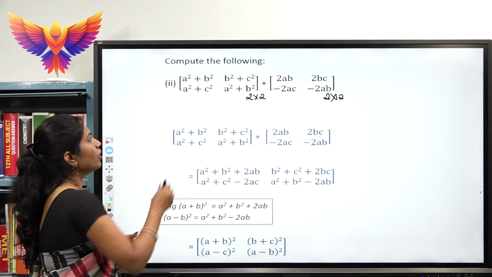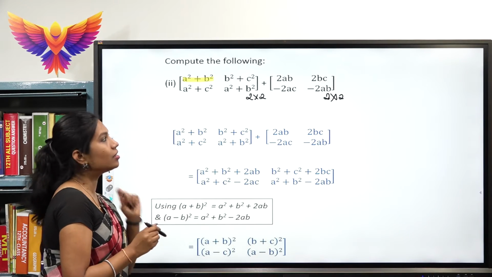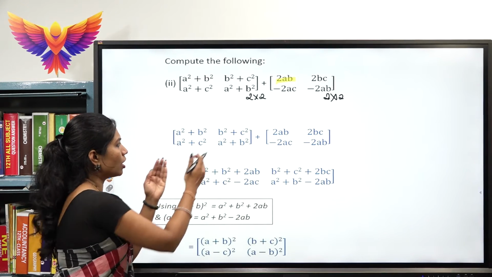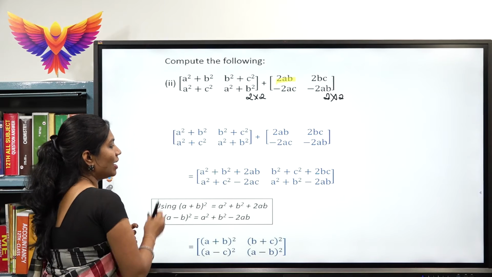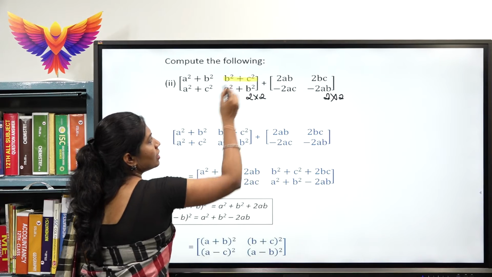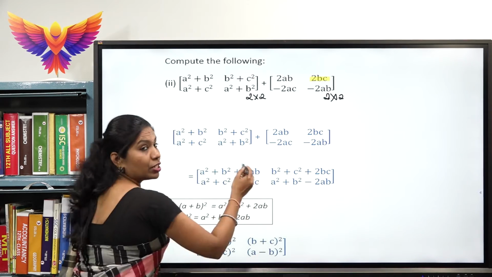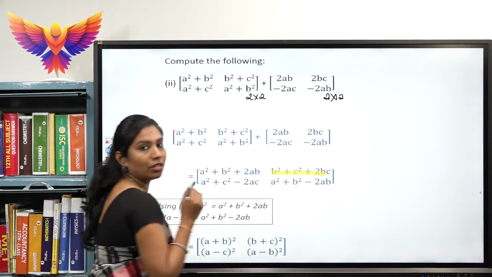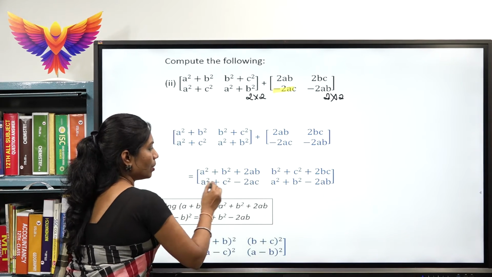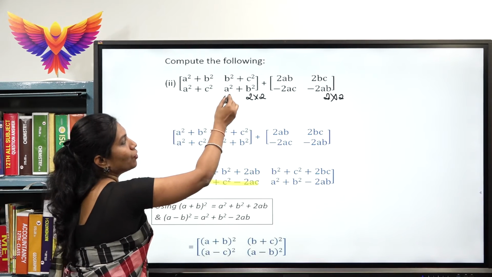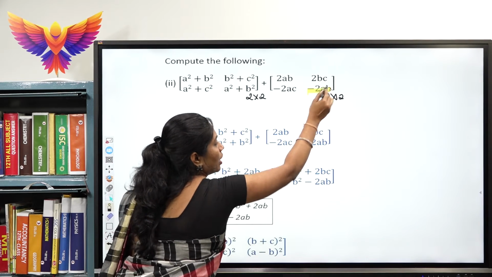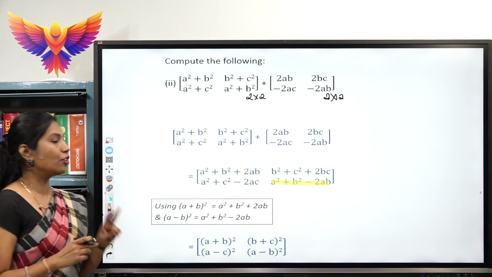I will be adding the first element of the first row of the first matrix with the first element of the first row of the second matrix. When I simplify that, that is what I have written as the equation once again in the next step. When I add it, I will be getting a square plus b square plus 2ab. Similarly, b square plus c square plus 2bc. Same way, a square plus c square minus 2ac. The same way, I have a fourth element, that is second row, second element here, a square plus b square minus 2ab.